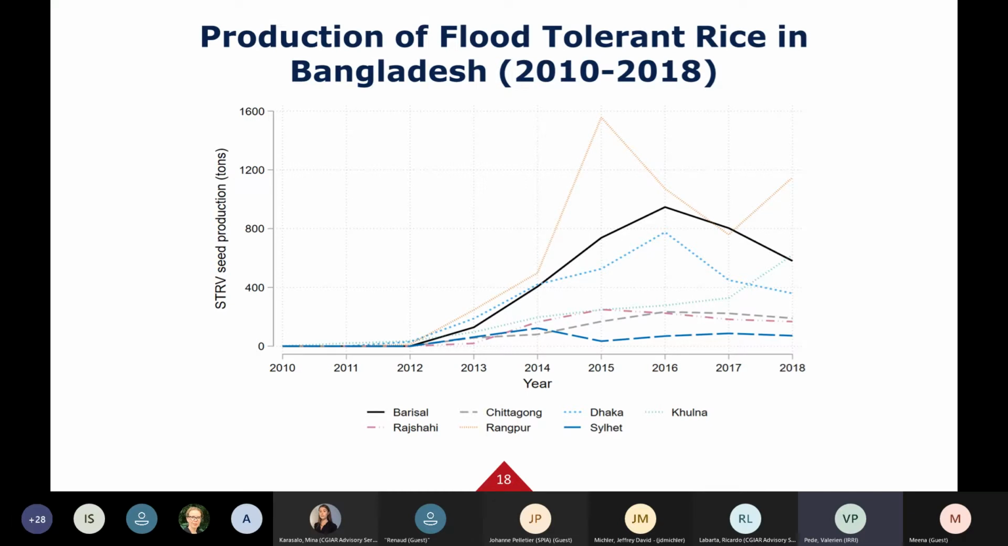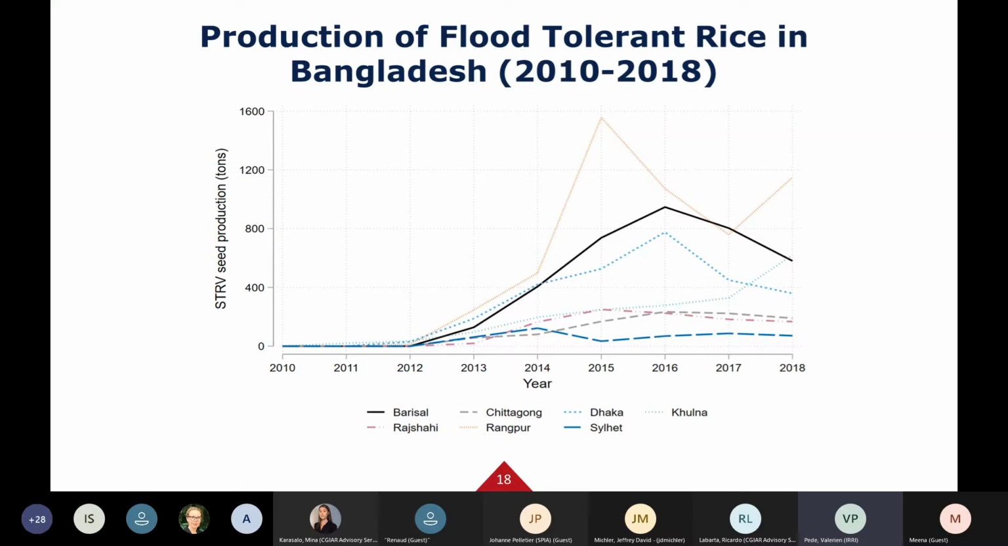So you can see from the legend and the color for each of the districts involved here that the countrywide STRV production is mainly led by effort in divisions like Rangpur, Barisal, and also Dhaka. But it's also obvious to see here that the tonnage has increased in every one of those divisions.